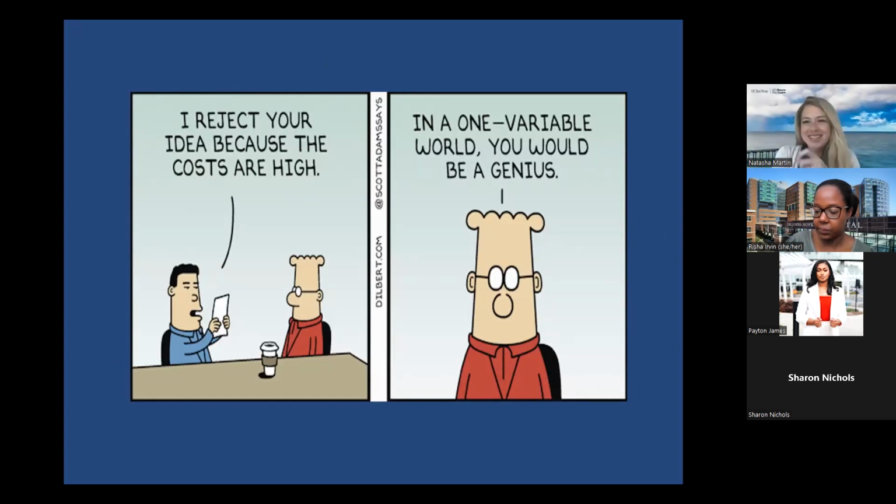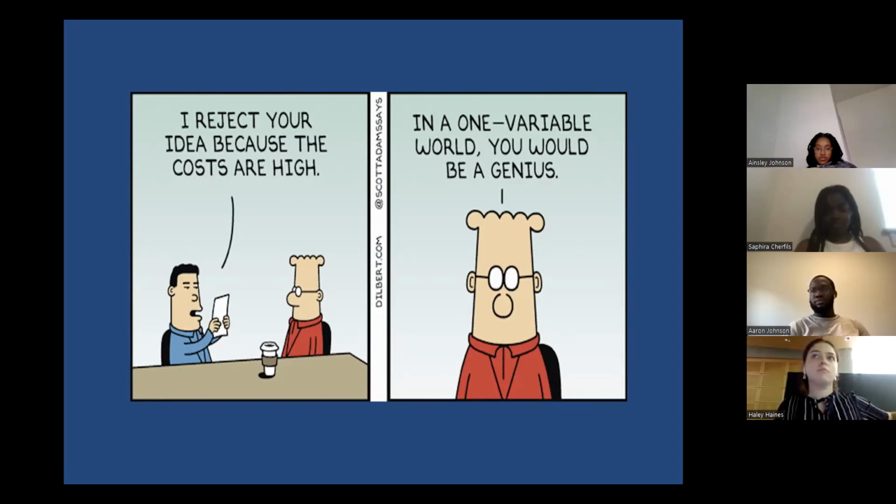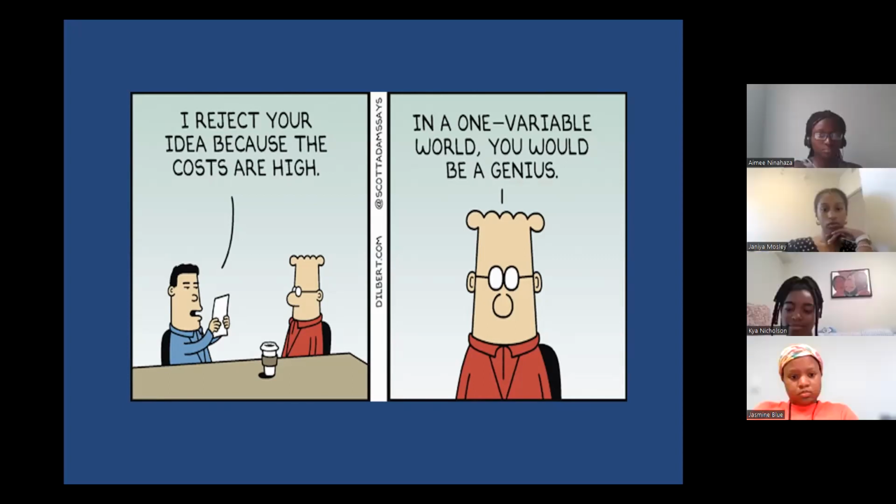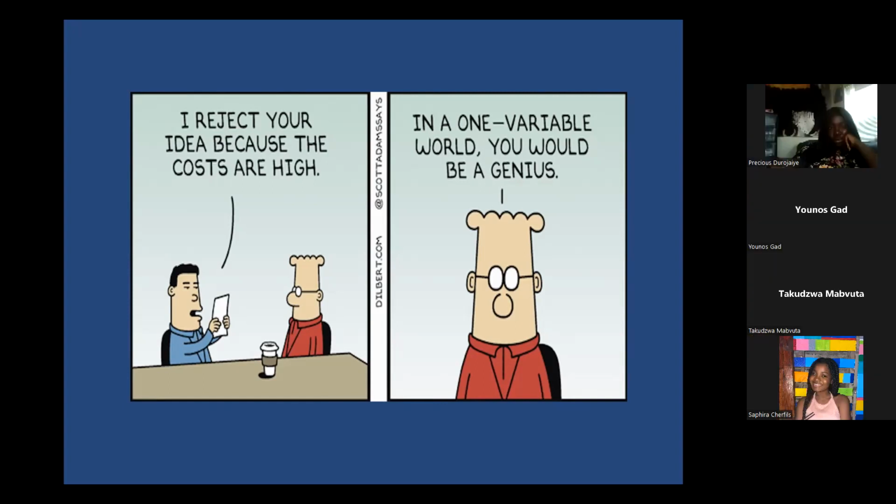And I like to show this comic. It's a Dilbert comic. He says, "I reject your idea because the costs are high." And Dilbert says, "In a one variable world, you would be a genius." Right? And so this is what I think modeling is the key framework that takes us away from this one variable world, which is I only care about cost, right? And brings us into a world where we can talk not just about the cost of things and the cost of interventions, but the benefits of those and the long-term benefits.